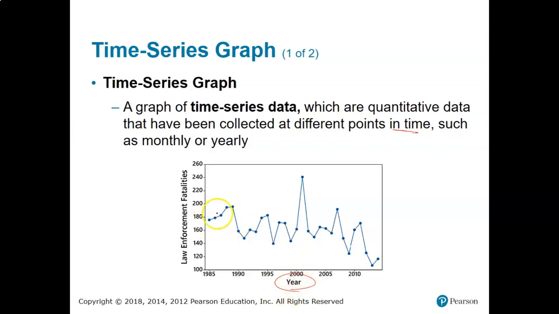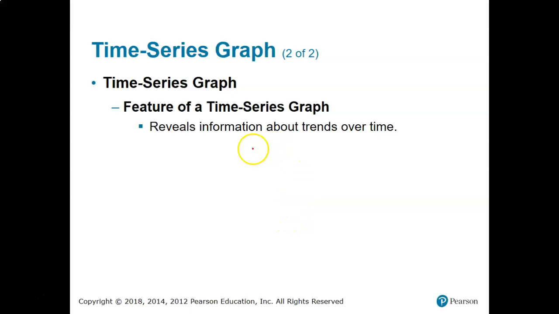So a lot of times when you're tracking something over time, maybe the crime rate over time, the stock market, the temperature outside, all of these are things that are changing with time, and tracking that can be important. It can tell us trends. We've seen a lot of time series graphs lately with the coronavirus and how it's spread and how many new positive cases there are each day. So all of those are time series graphs as well that you're seeing. Okay, so it does reveal information about trends over time.